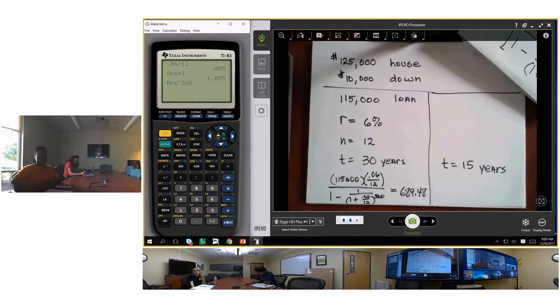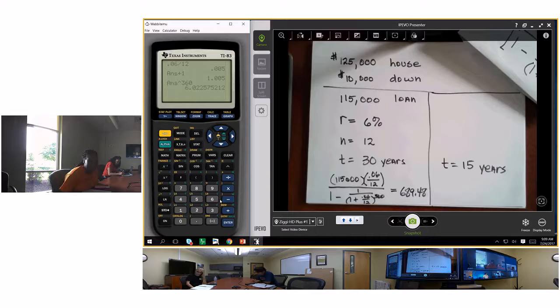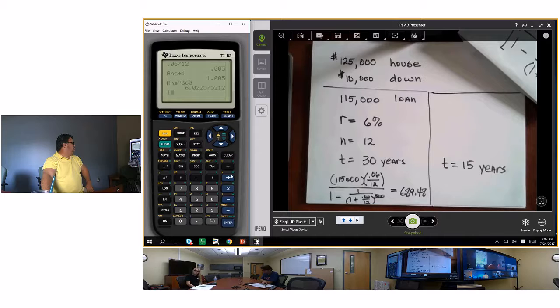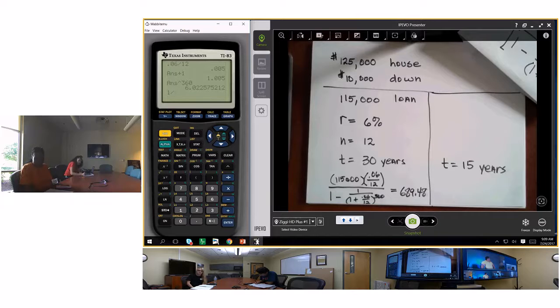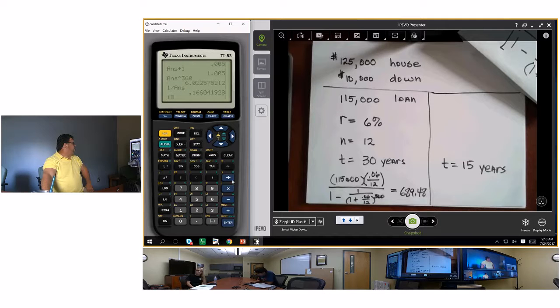I got 970.44. That's almost $1,000 a month. People paid it in rent. Yeah, a lot of people paid it in rent. One minus, divided. All right, denominator, I got 0.8339.